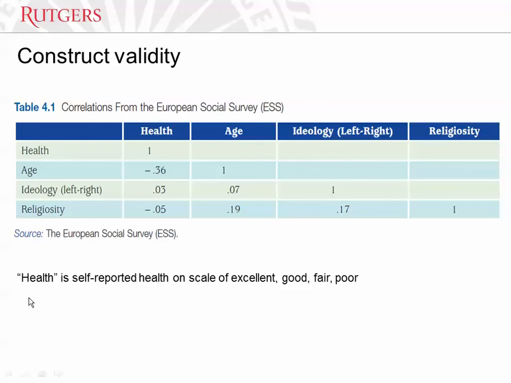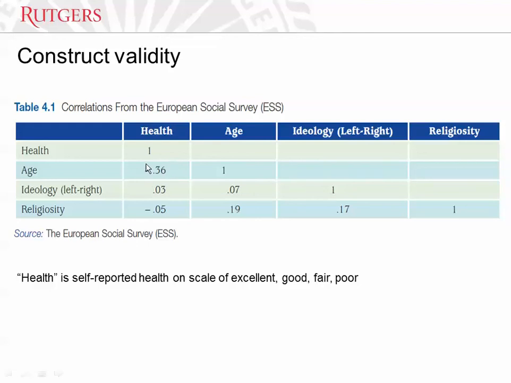Well, health, we know from lots of good detailed medical evidence, is related to age. The older people are, the less healthy they tend to be. Diseases show up later in life. The body ages, and so health is clearly related to age in a negative way, in the sense that more age should be related to less health. So one way to check the validity of this simple self-reported health measurement is to compare it to the age variable, which is also in the survey.